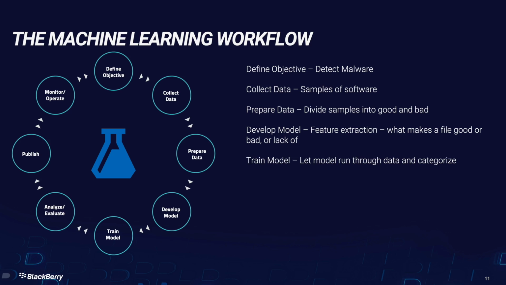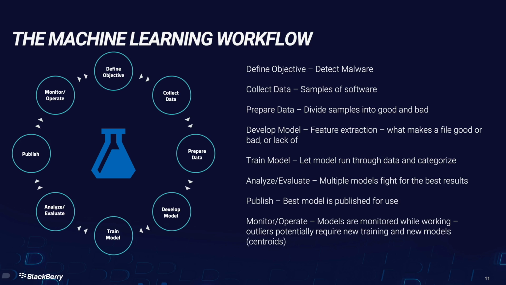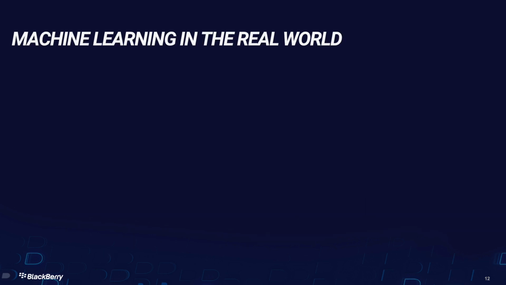Then we analyze and evaluate the outcome. This essentially lets multiple models fight to the death and finds the best results. It is then published for use and testing out in the world, and we continually monitor and operate those models to see how well they are working. And sometimes we actually release smaller, newer models, we call them centroids, that actually append the main model. Essentially, we can have these miniature brains that actually go out into the field and make that main model even smarter.